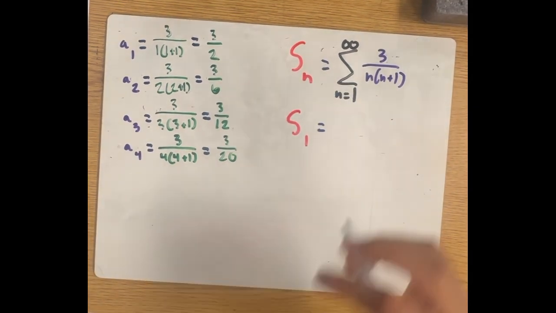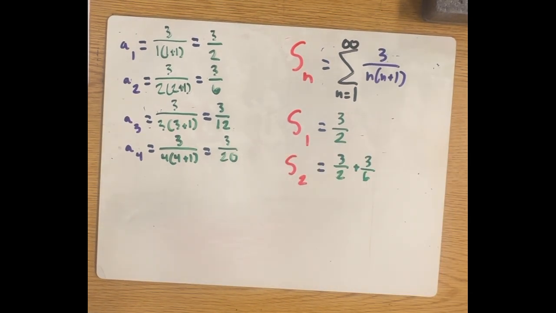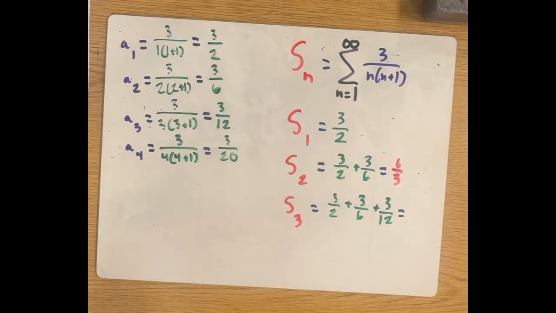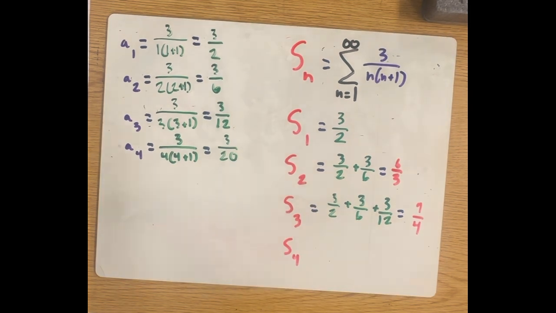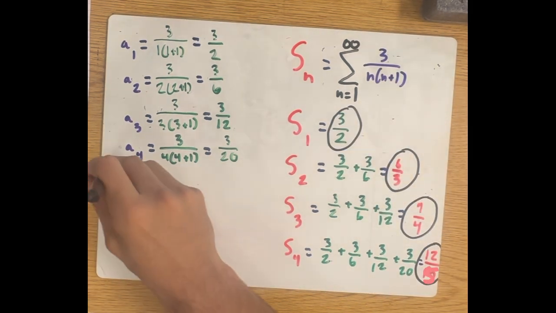So s sub 1 would be equal to 3 halves, s sub 2 would be equal to 3 halves plus 3/6, which is going to be equal to 6 over 3, s sub 3, which is equal to 3 halves plus 3 sixths plus 3 twelfths, which is going to add up to 9 fourths. And then s sub 4, which is 3 halves plus 3 sixths plus 3 twelfths plus 3 twentieths, which is equal to 12 over 5.